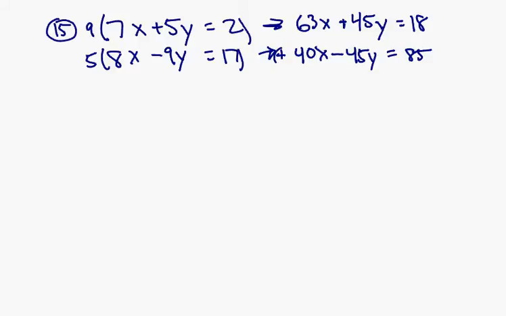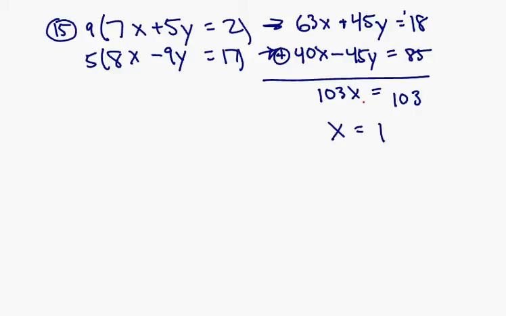So when I add these two equations together, 63 plus 40 is 103, so 103x. 45y minus 45y goes to 0. And then I have 18 plus 85, which is 103. So I have 103x equals 103. Well, that makes that pretty easy. x is equal to 1.